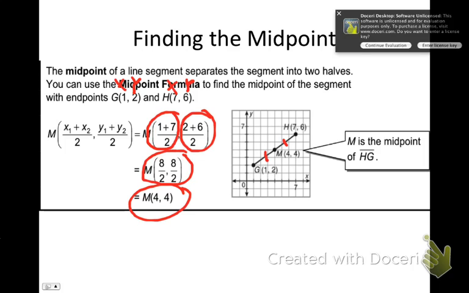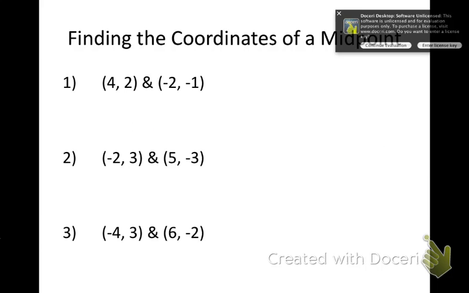Okay? So let's look at a couple problems here. Try these out. All right, number 1. I have the coordinates 4, 2, and -2, -1. I want to find the midpoint. Midpoint formula: x1 plus x2 all over 2, comma, y1 plus y2 all over 2. Okay? So as I look at those values, what are my x values? What are my two x values up there, Jack?